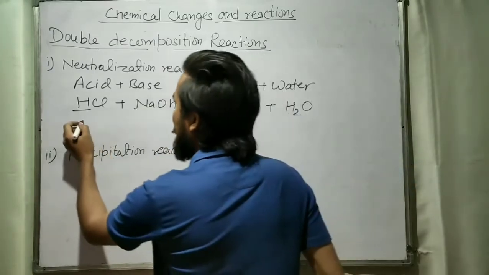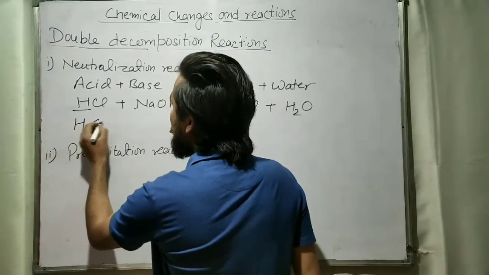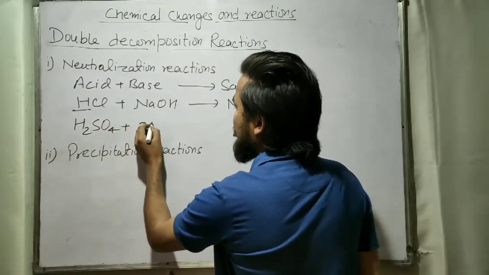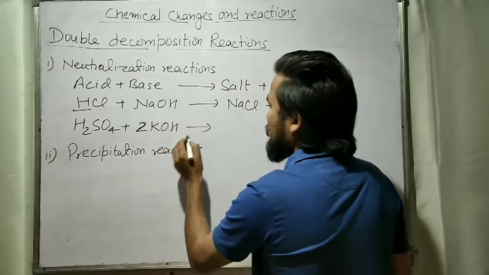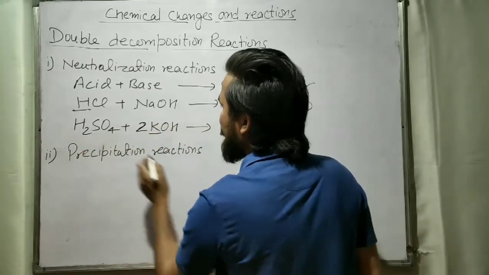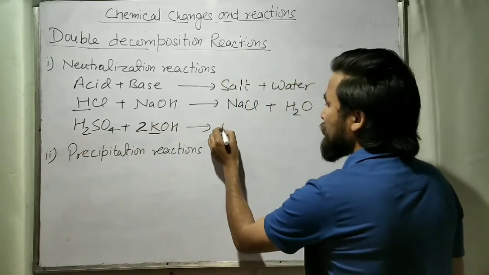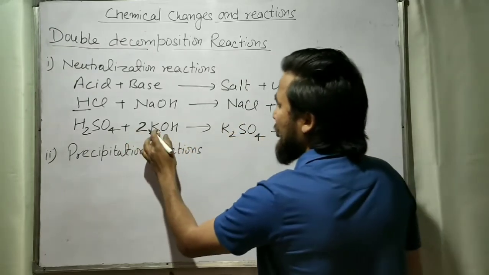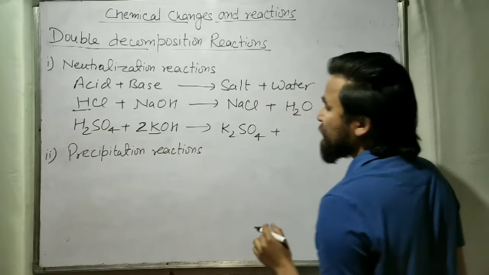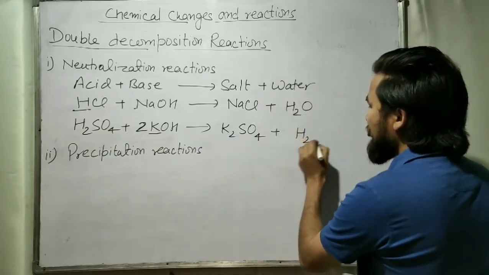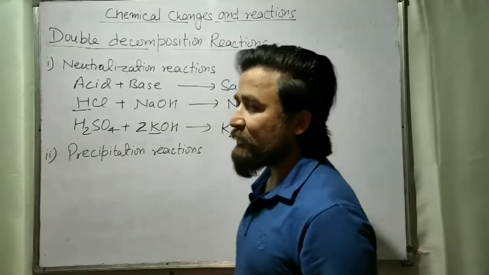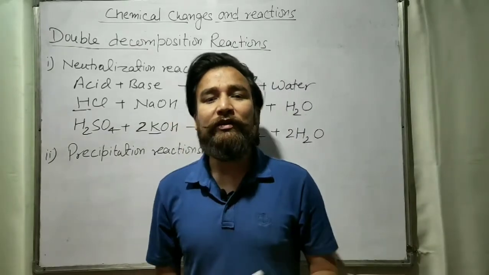Let's see one more example. H2SO4 plus 2KOH. Here you can see K will take the place of hydrogen, so it will form K2SO4 plus, and H will take the place of K, so it will form HOH, that is H2O again. So again salt and water. These types of reactions are called neutralization reactions.